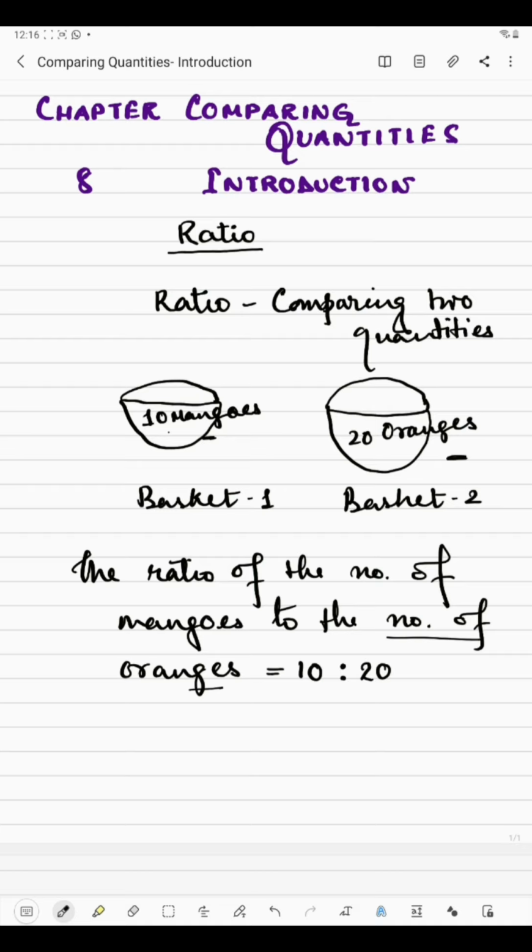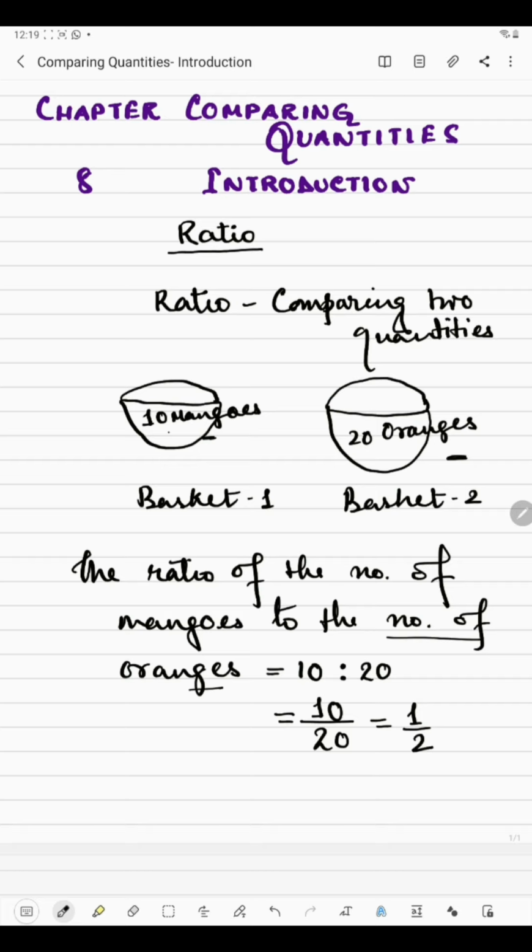Okay. Now this can be written as 10 divided by 20. So 10 is to 20 can be written as 10 by 20. Here we are basically comparing the number of mangoes to the number of oranges. If you write it in simplest form, it can be written as 1 by 2 because the 0s can be cancelled, so it will be 1 by 2.